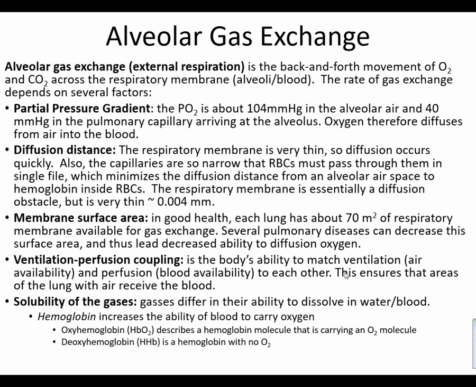Our PO2 is about 104 millimeters of mercury in our alveolar air. It's only 40 in the pulmonary capillaries arriving at that alveolus. You guys would all agree with me that 104 is greater than 40, so that's going to help promote diffusion of O2 into the blood. Now, what do you think happens to this number at high altitude? It goes down. So that draws oxygen out of the blood at a lower rate.